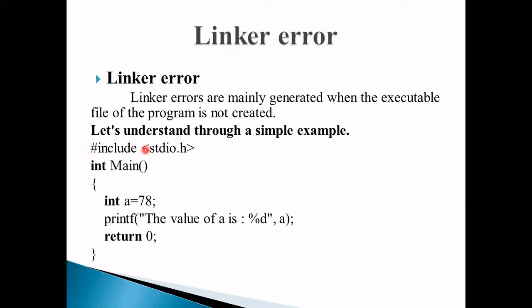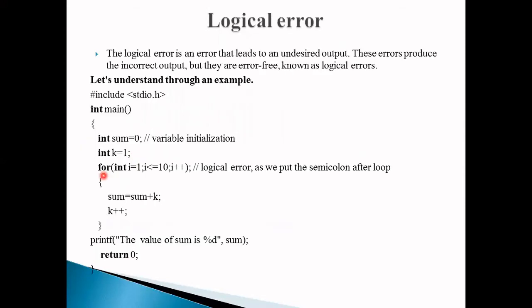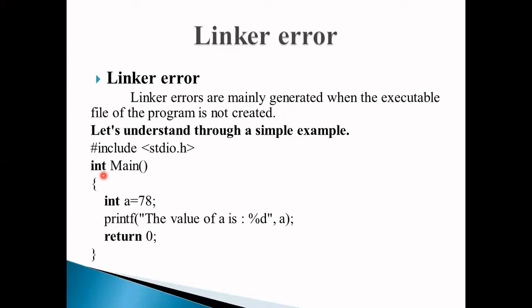Here we take #include stdio.h header file. Next is int, the name of the data type, and the main function. Actual execution starts from the main function. Curly bracket open, in between is the body of the whole program. Here we define variable a of data type integer, and variable a stores value 78. In printf, we print the value of a. Next, return 0, curly bracket close.